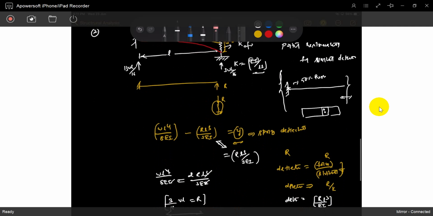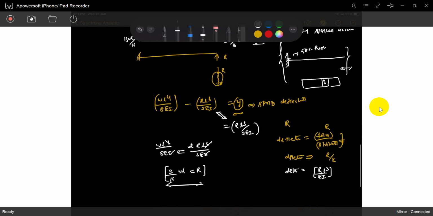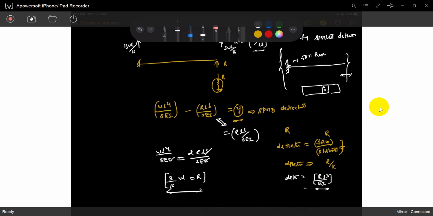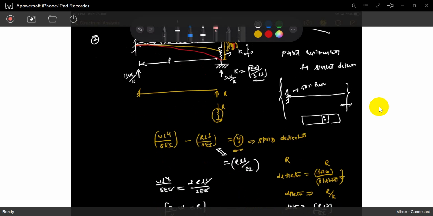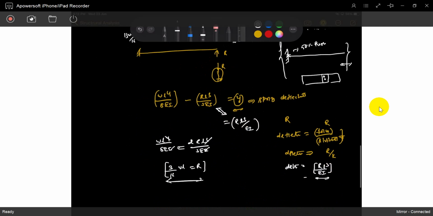Sorry. Deflection is RL cube by EI, not 3EI. I gave it as RL cube by 3EI. So sorry. Otherwise, I will give the stiffness as EI by 3L cube. What is the matter? I will give EI by 3L cube. That's it.